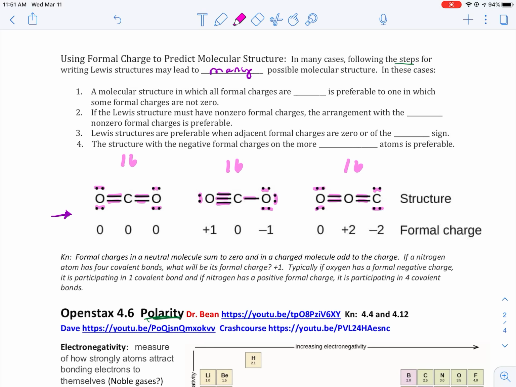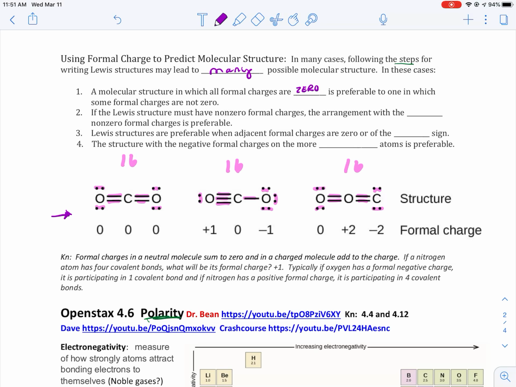So that means with what we're doing right now, there's lots of possibilities. So how do you know which one? This is the other reason formal charge is very useful, is it helps us to know which one and to predict the bond lengths correctly. So the preferred molecular structure is one in which all the formal charges are 0. That's what you want. You want everything to be 0.